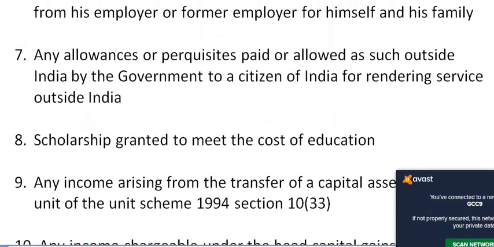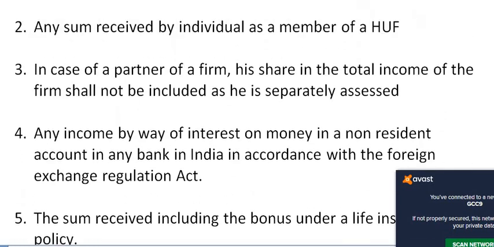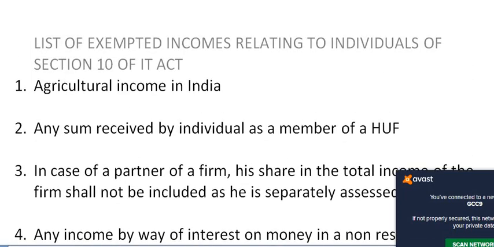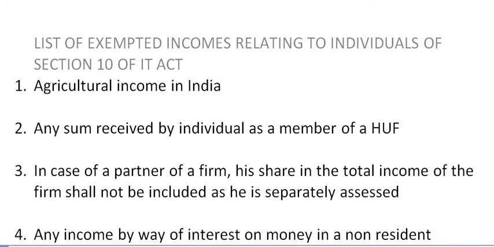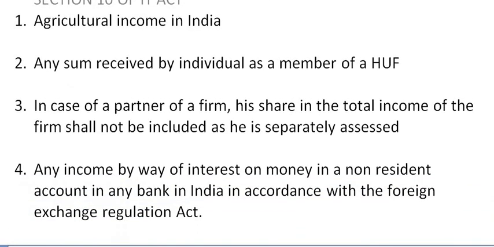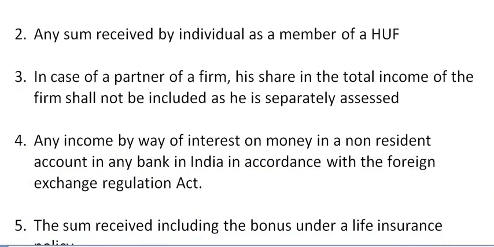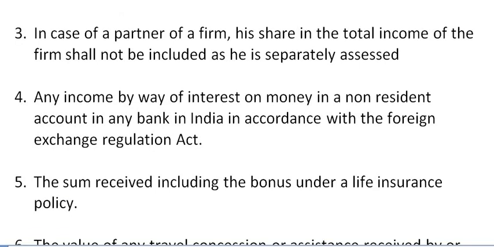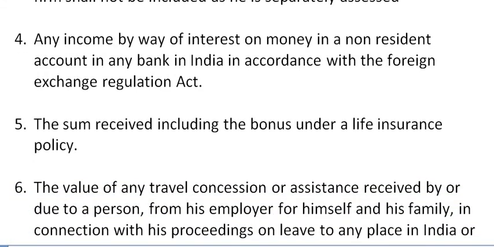So these are the 10 points that you need to remember when you are computing incidence of tax and residential status. One is agricultural income received in India. Second is any sum received by an individual as a member of a Hindu undivided family. Next, in case of a partnership firm, the partner's share in the total income of the firm shall not be included as he is separately assessed. Any income by way of interest on money in a non-resident account in any bank in India in accordance with the Foreign Exchange Regulation Act.